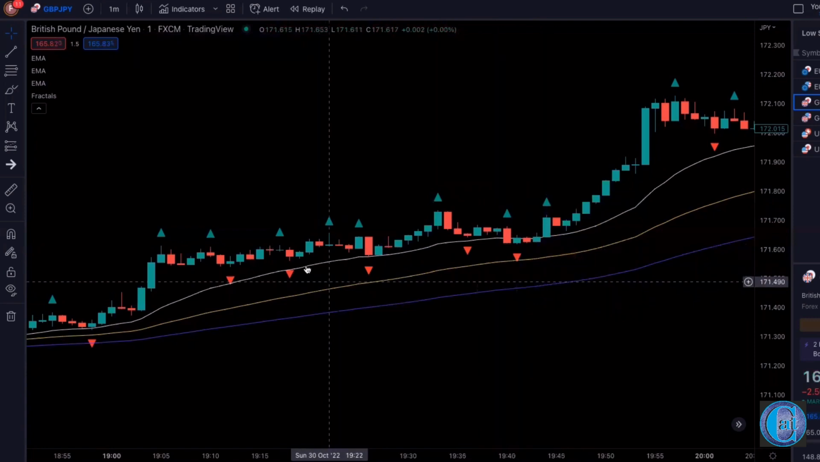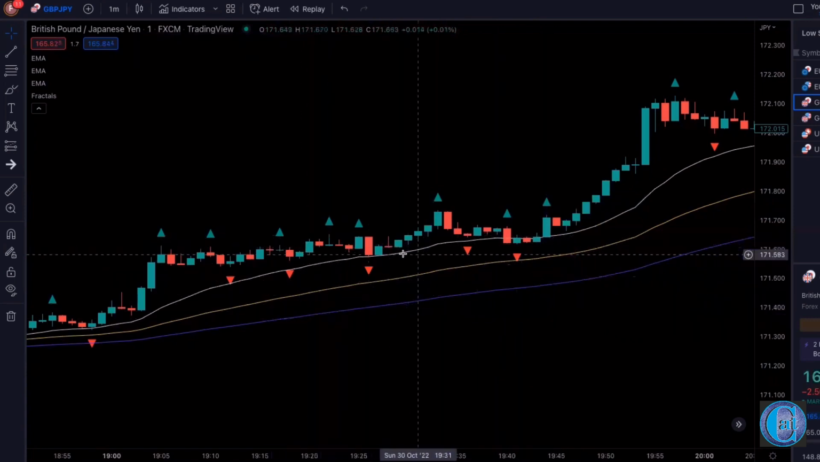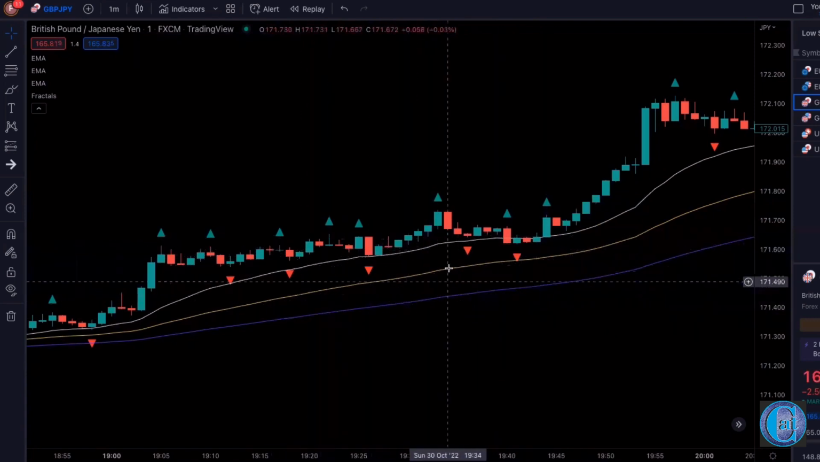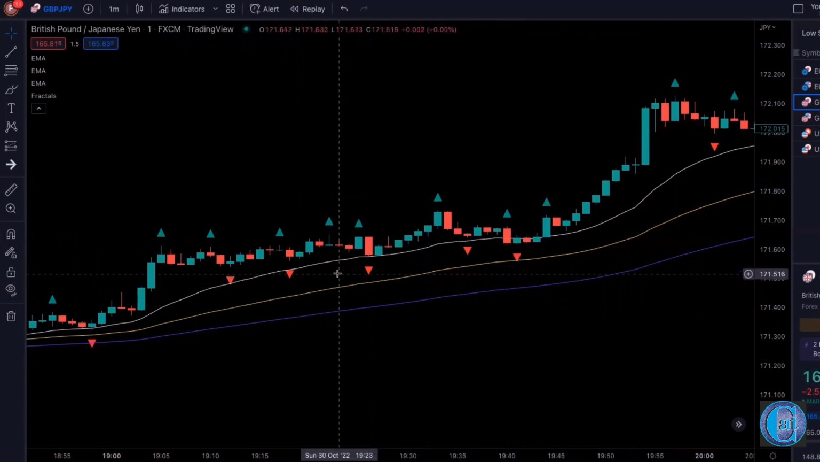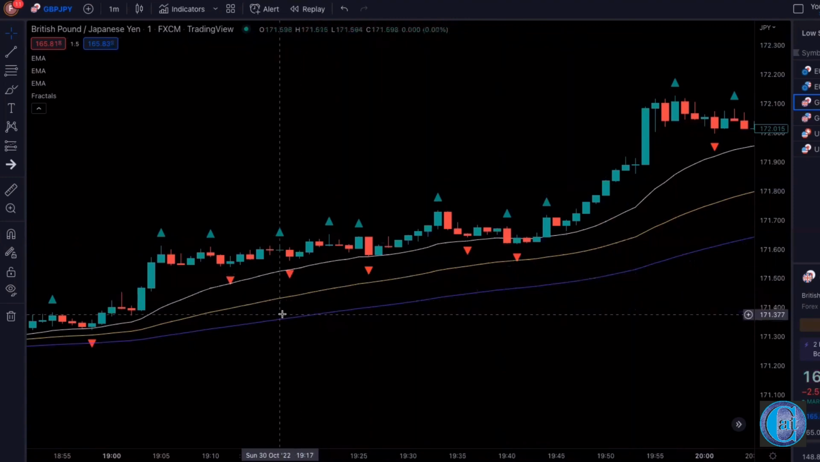And when things are kind of bouncing around, when these are crossing each other, you're going to stay out of those trades. Now, next I'm going to show you guys how to use a strategy for short trades and for shorting the market to make a profit.